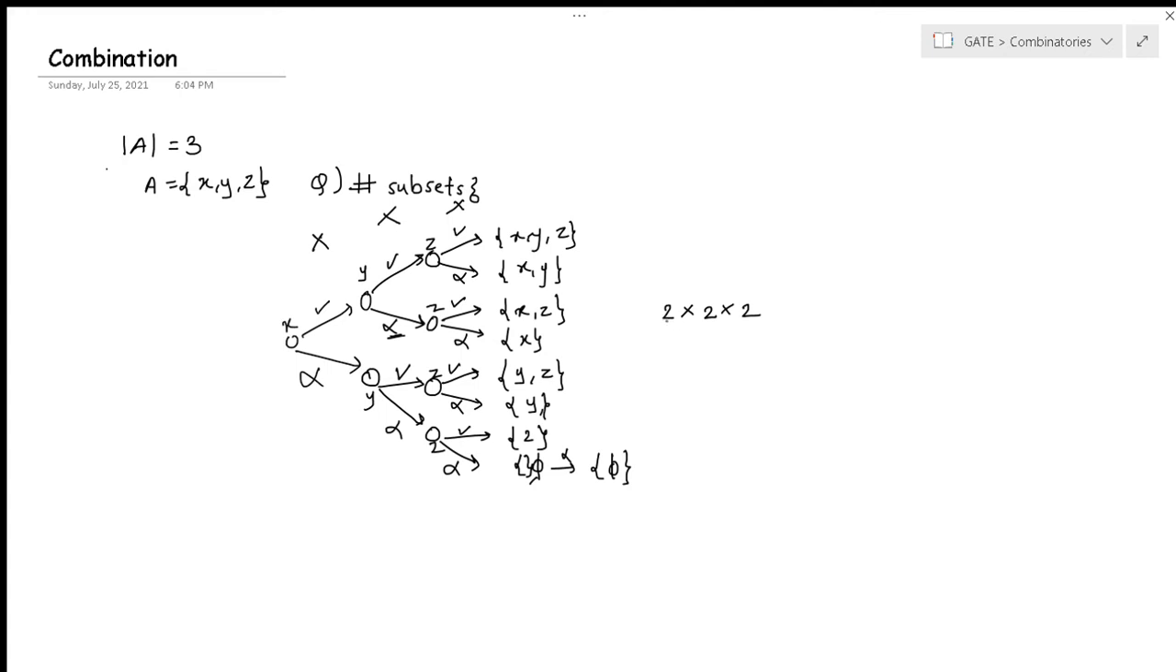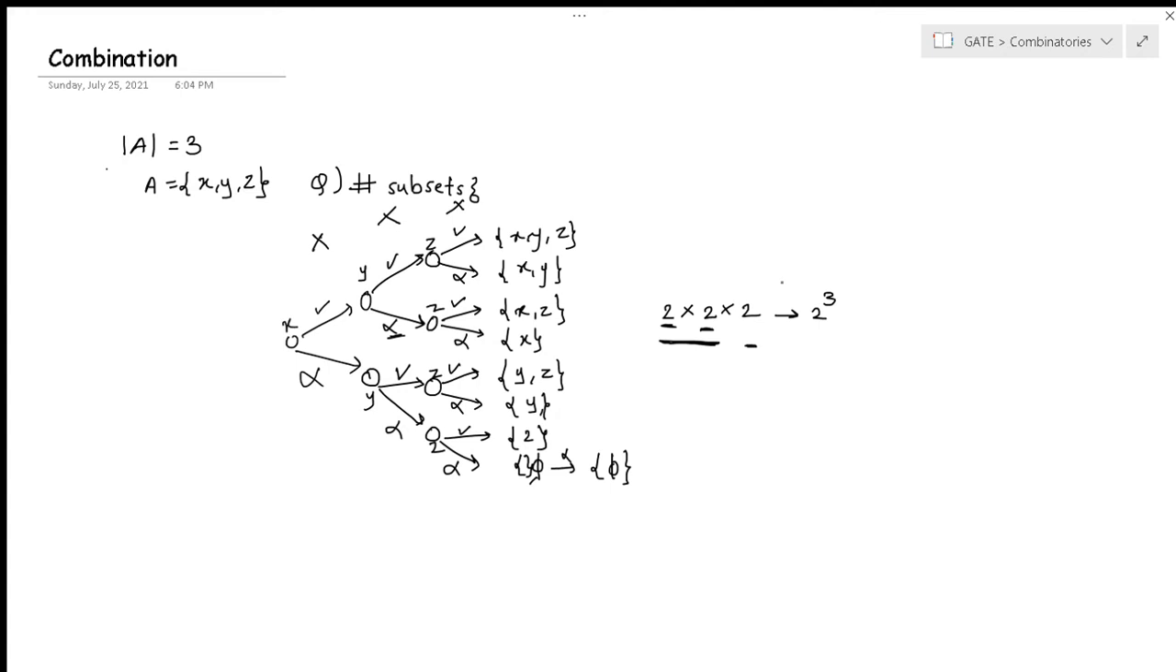If I took the x, for y I again have two choices: I can take the y or I won't take the y. These correspond to either taking x or not taking x. Now corresponding to all the possible combinations of these two elements, I again have two possibilities for the third element. So this tells us the total number of subsets is 2 cubed.